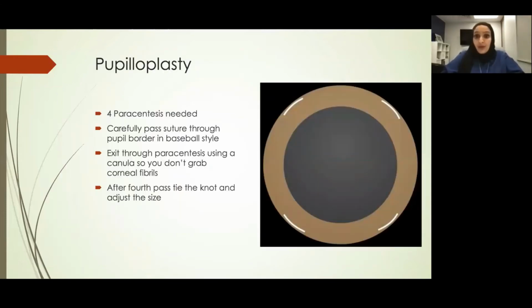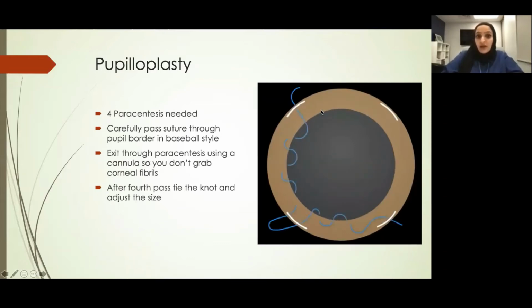Pupilloplasty looks simple, but it is actually very challenging. We need 4 paracenteses, as you can see here. Each paracentesis serves to suture 3 clock hours in a baseball or spiral style. As you can see, we go in and out, in and out, and in and out. It's very important here to use, with the second hand, an MST forceps to help engage the distal part of the iris.